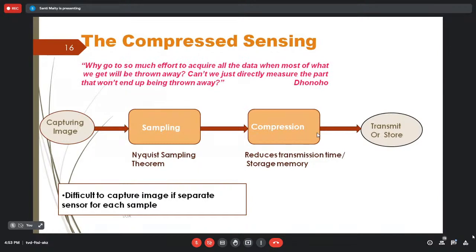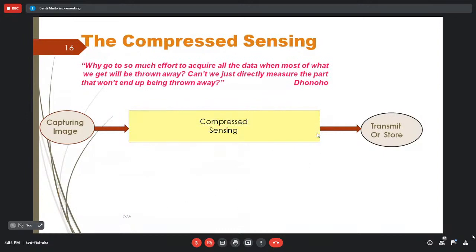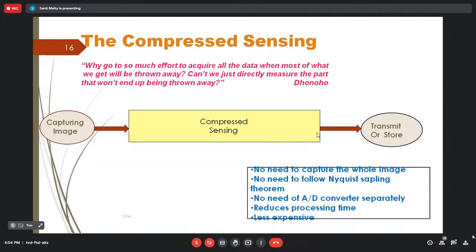So Donoho says this, as I already said. Why not go for a compact representation, a single step combining compression and sampling, or compression right at the time of sampling? That gives rise to compressed sensing. The requirement is that we can take random measurements. When we capture the scene or the signal, we capture it in a compact representation space, in a sparse representation space.